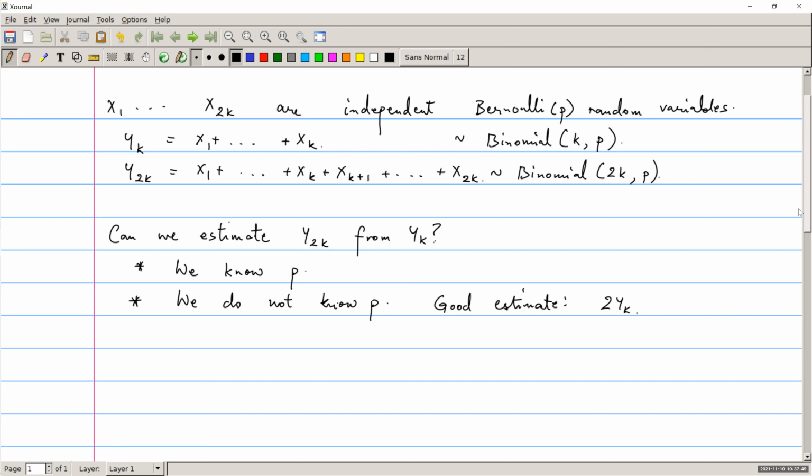So, Y2k has two components, right? This part is Yk, and this part we do not see. For the part we do not see, if we wanted to use one number to represent it, the expected value would be k times p. So that part is right, but knowing this, can you tell me the estimate of Y2k from Yk?